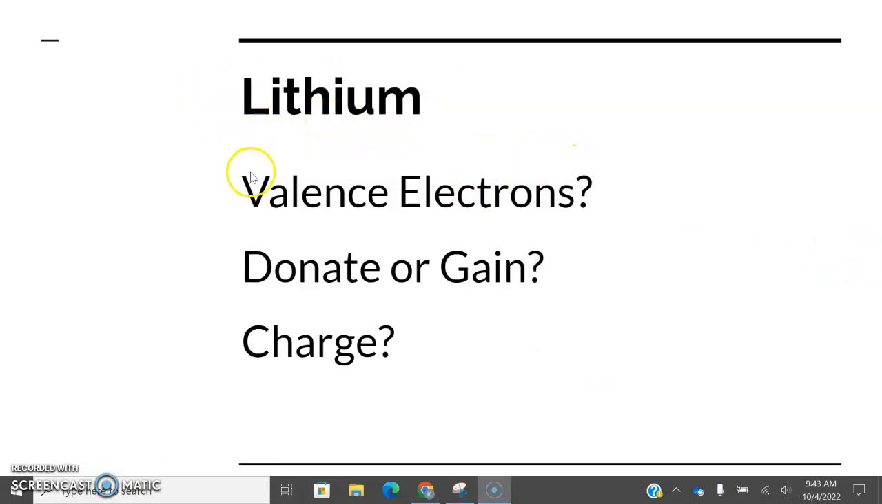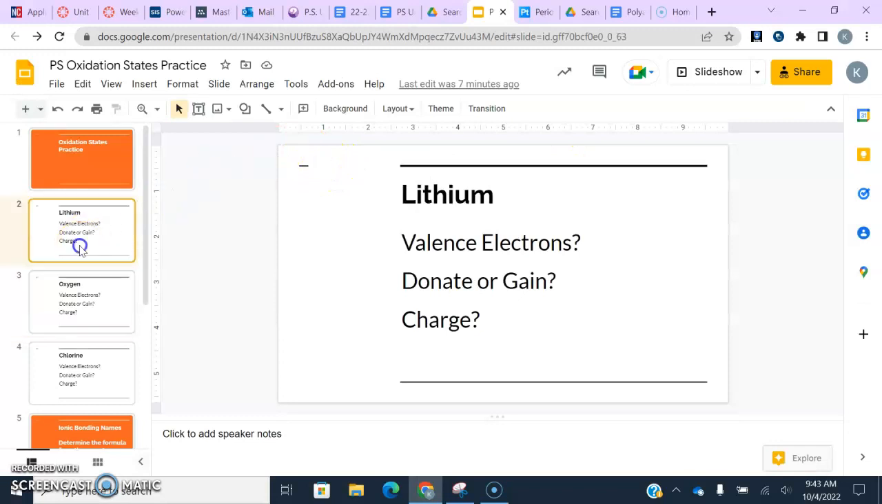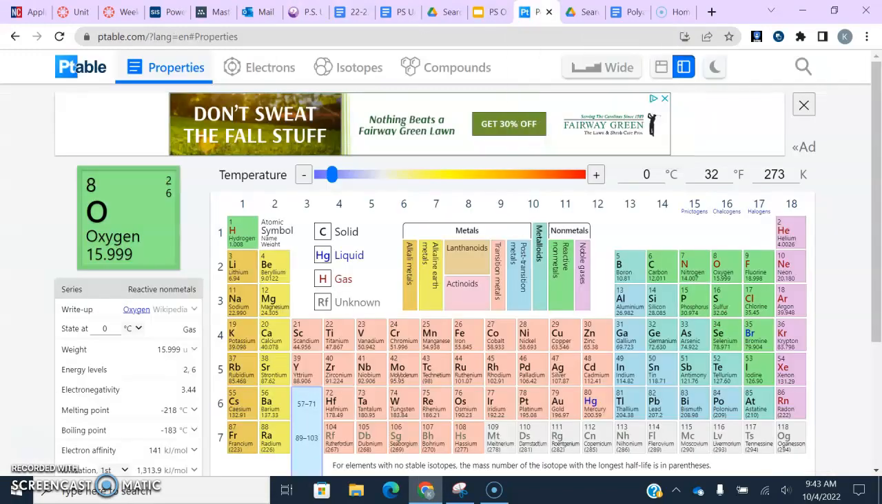So of course, as always at this point in this class, we should probably have our periodic table pulled up as well as our polyatomics. So again, this is just p-table. You guys know how to Google this at this point. But we're going to find lithium.